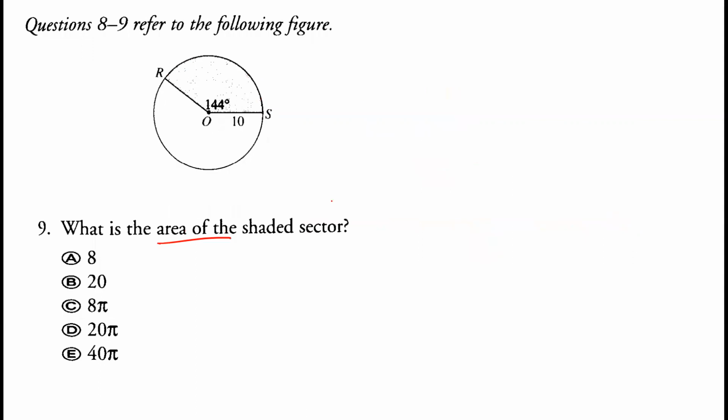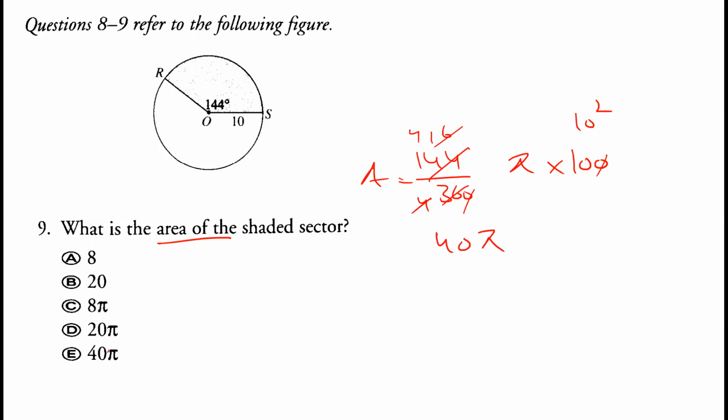Now when you want to find out the area, so again 144 divided by 360 equals pi r square. So pi, and we have 100 over here. Why 100? Because 10 squared is 100. So it cancels out, and we have 9 4s are, 9 16s are, 4 1s are, 4 4s are. This would be 40 pi. Option E is correct.